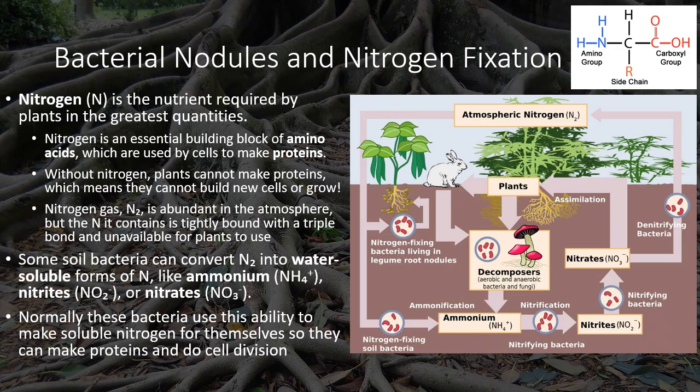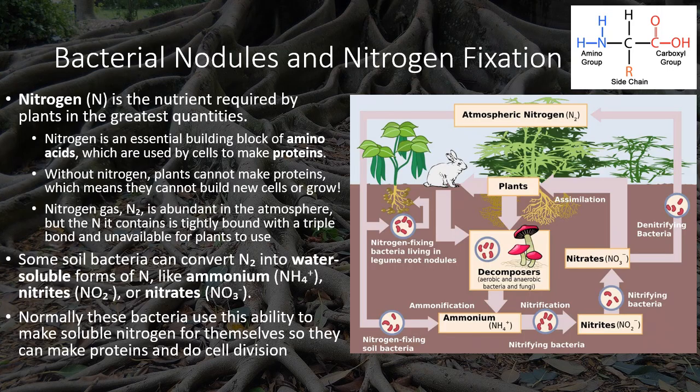And essentially, these amino acids have to be strung together into long chains in order to make proteins. And the different side chains that are present on that amino acid are what give the protein its unique functions. But essentially, without nitrogen, plants can't make amino acids, and therefore they can't make proteins. If they can't make proteins, that means they can't build new cells. And if they can't build new cells, that means the plant can't grow. So nitrogen is super, super important.